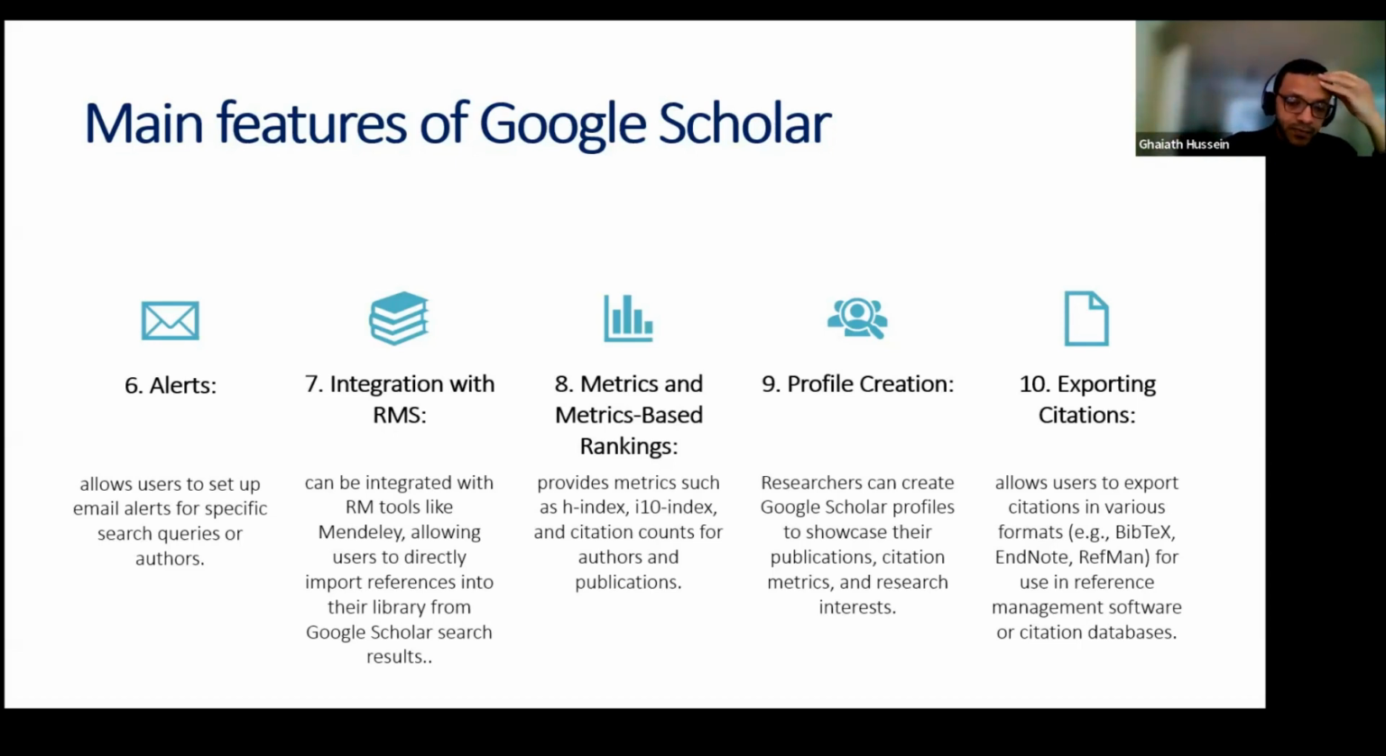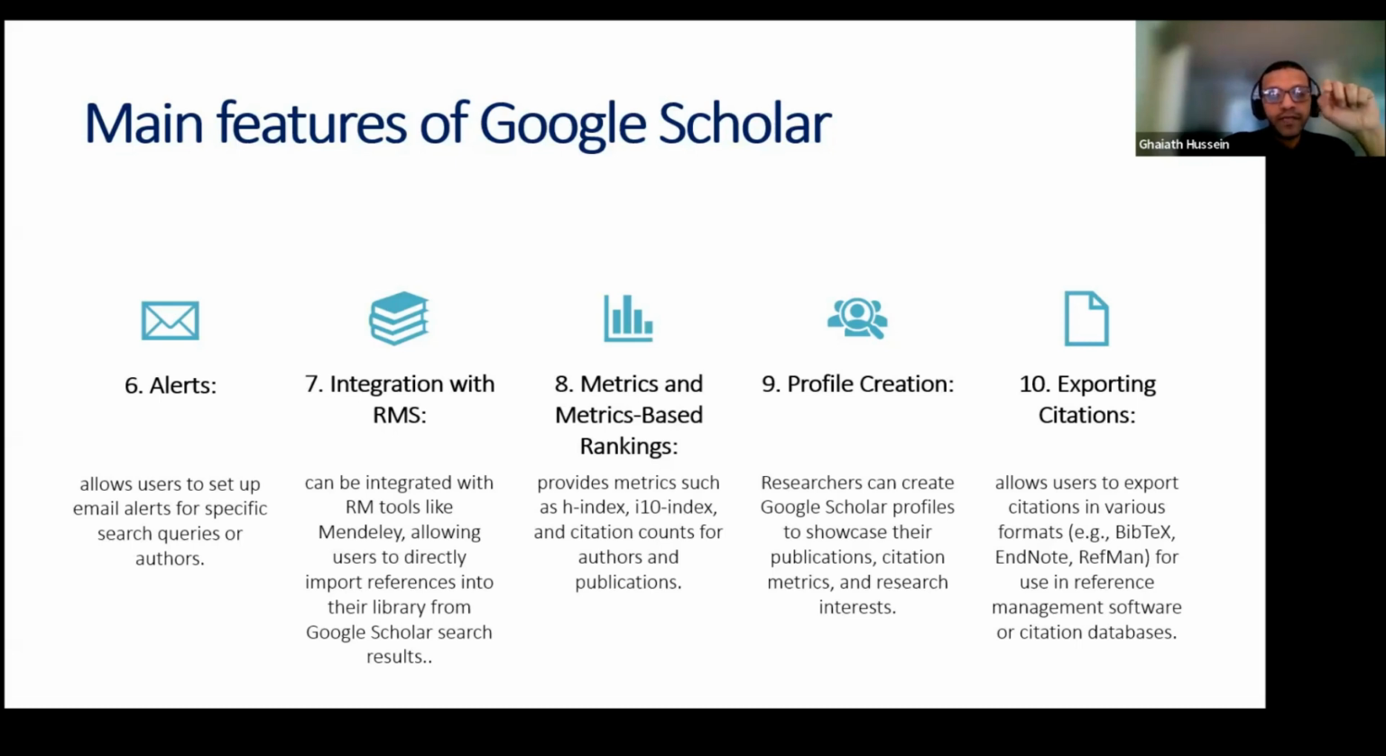Number 8 is about the metrics and metrics-based ranking. It's also quite important because it gives you a clue. You can have your own profile on Google Scholar, by the way, when you start publishing, and this is something that I do recommend that you start doing as early as possible, from your first publication. Make sure that you have a Google Scholar profile, and it gives you an indicator.